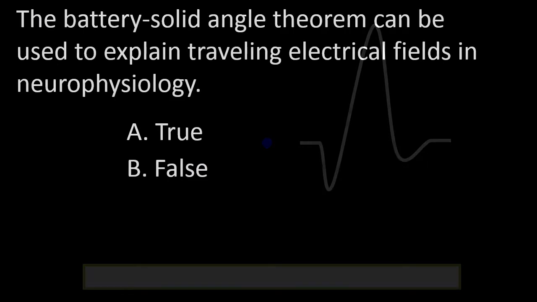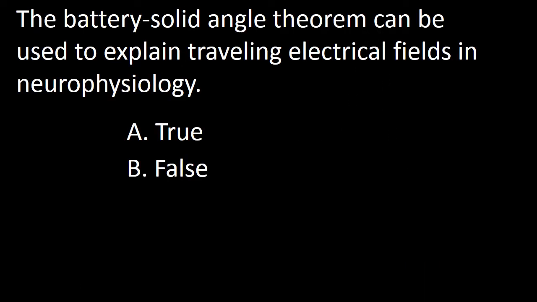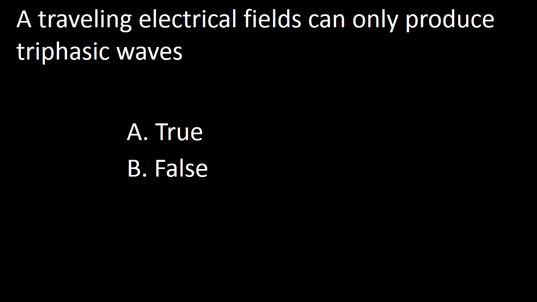Finally, the quadrupole is no longer present and the wave returns to baseline. So the answer to this question is true. Next question. A traveling electrical field can only produce triphasic waves. A, true, B, false.